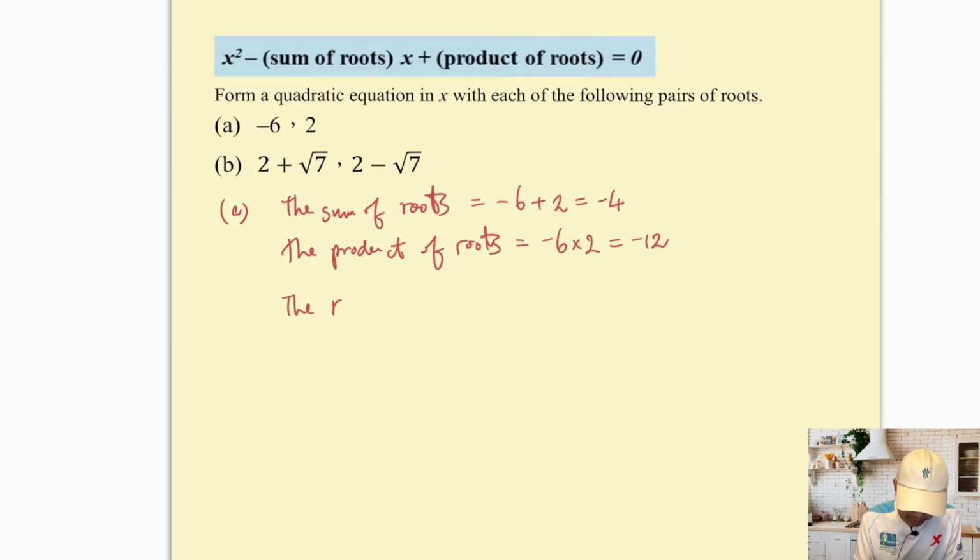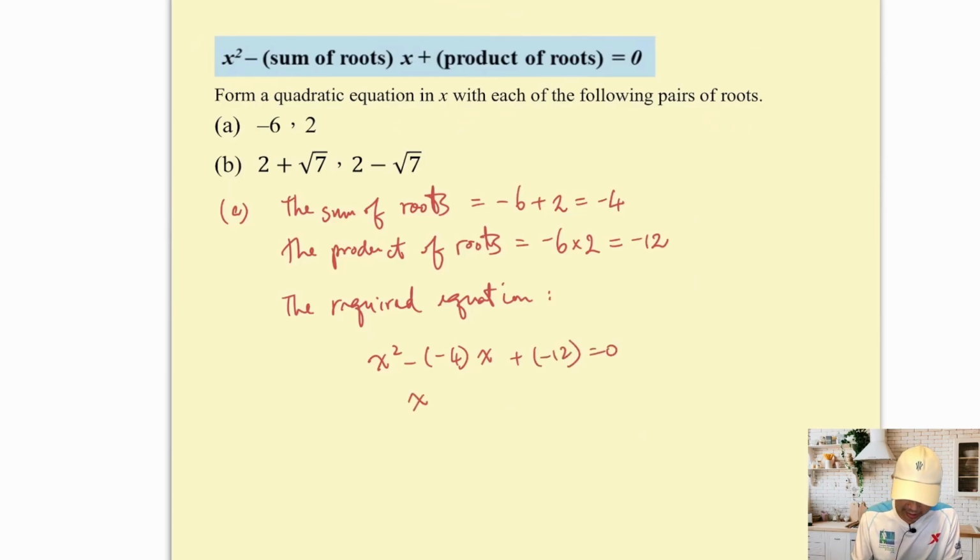So the required equation should be s squared minus the sum of roots, -4, plus -12 is equal to 0. So the answer is x squared plus 4x minus 12 is equal to 0.